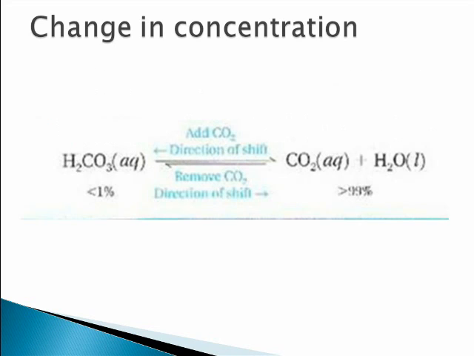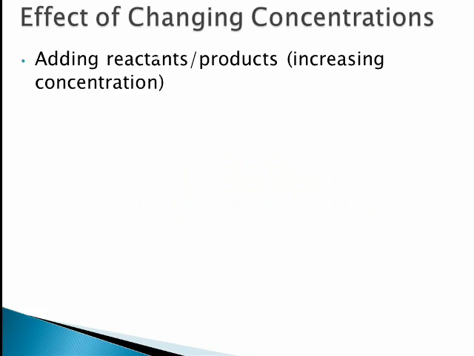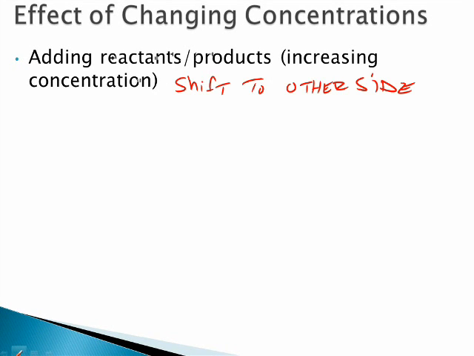So a change in concentration. Notice here we add CO2. We add CO2 here, the direction of the shift is going to be to the left. If we remove CO2, we're going to go to the right. The effect of changing concentrations: if we add reactants or products, we're increasing the concentration, and it will shift to the other side.